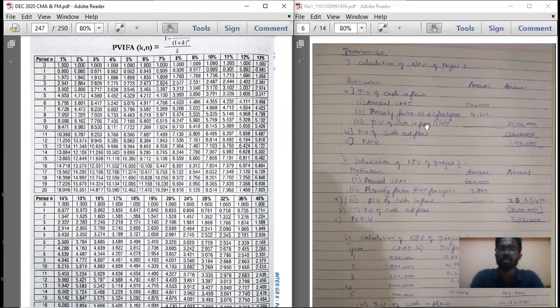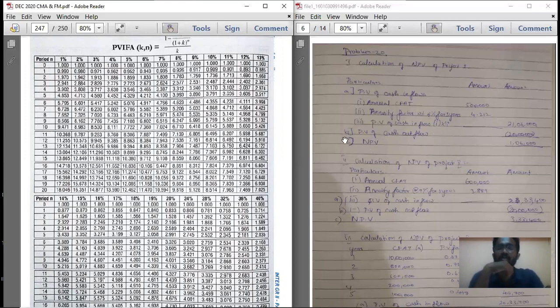Below that, leave one line gap and underline it. How much is the value? 5 lakh into 4.212. You get 21 lakh 6,000. So in the outer amount column record 21 lakh 6,000. Against it, record small Roman number 3, present value of cash inflow, within brackets small Roman number 1 into small Roman number 2.